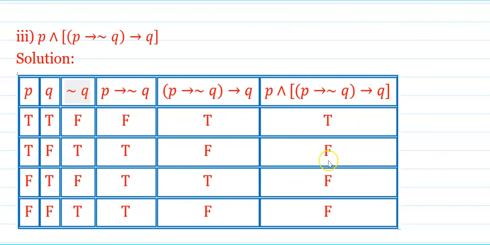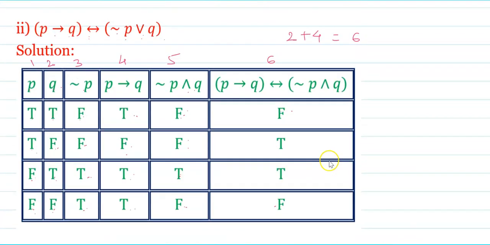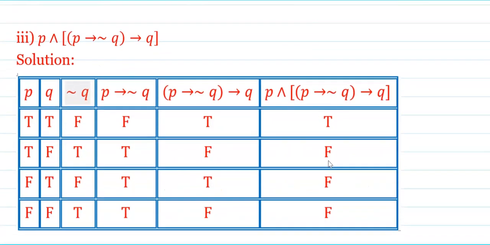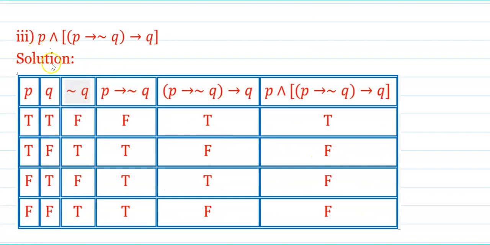Now the third example. You can see this again here. Third example: P and, in rounded bracket now, P implies negation of Q, this implies Q. Okay. Two statements are there. Connectives 1, 2, 3, 4. 2 plus 4 equals 6. 1, 2, 3, 4, 5, 6.